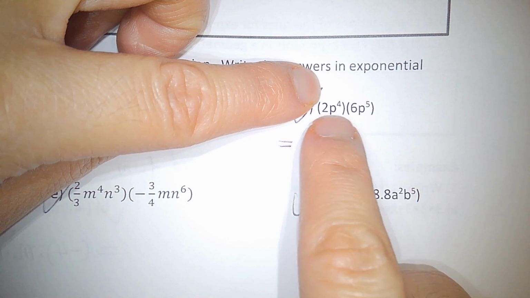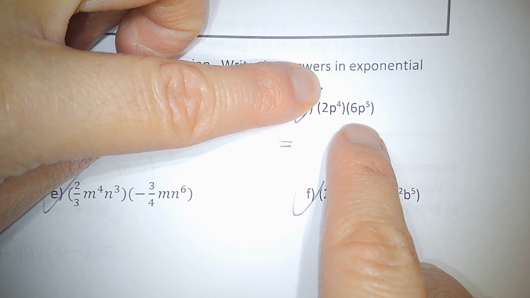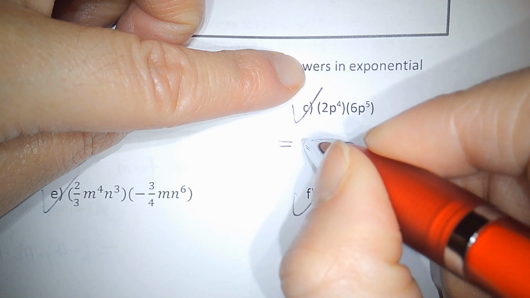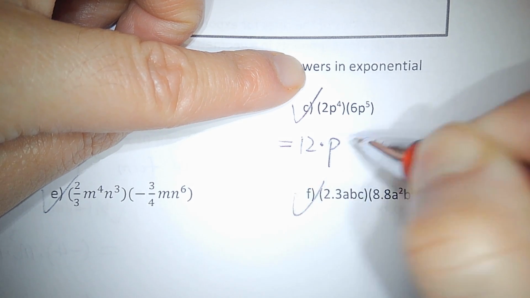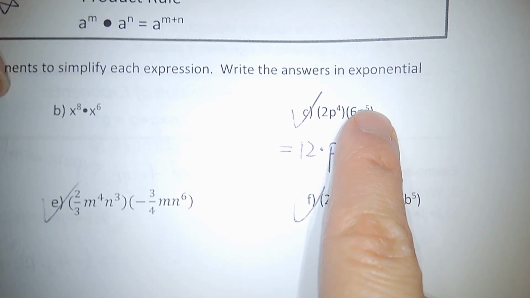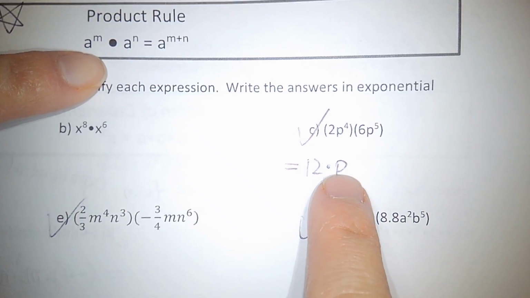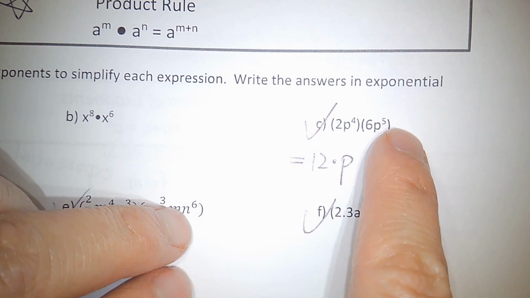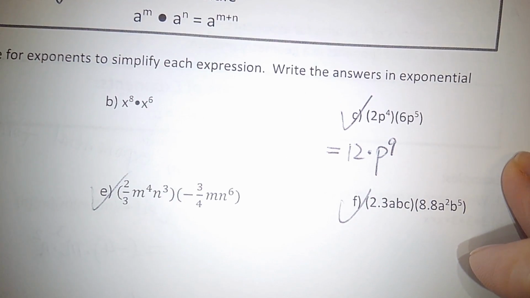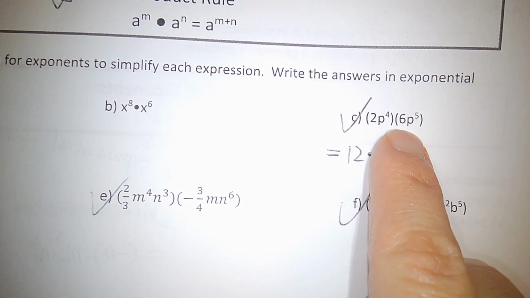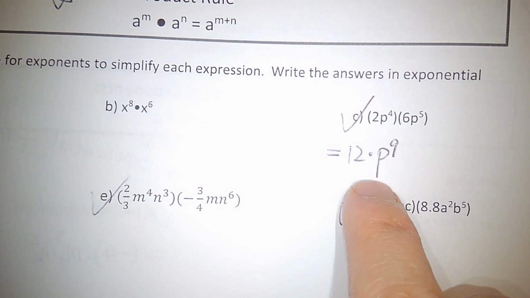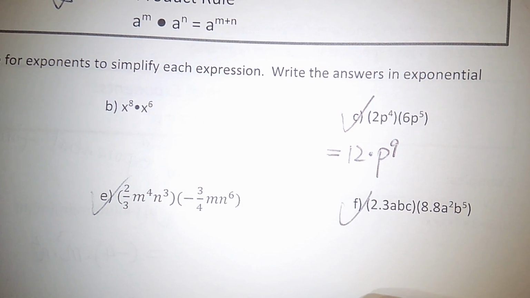For the numbers, we have a 2 and a 6, right? So 2 times 6 gives us what? 12. Times, for p to the 4th times p to the 5th, by using the product rule, we should get p to the what? 9. Yes, 4 plus 5 gives us 9. So number times number, and then p to the 4th times p to the 5th, using the product rule, gives p to the 9th, right, you guys?